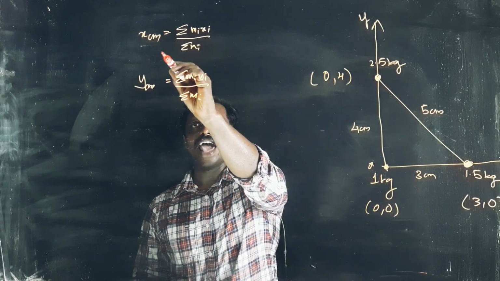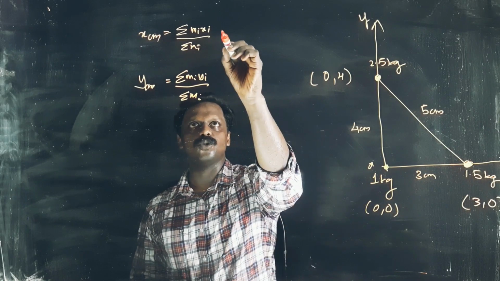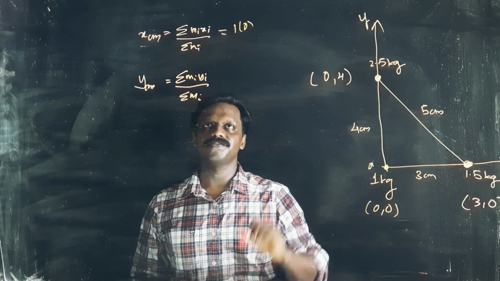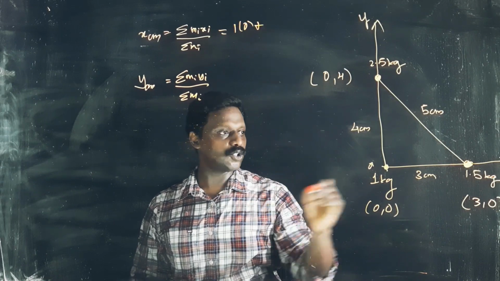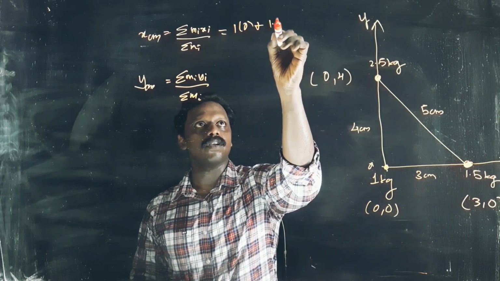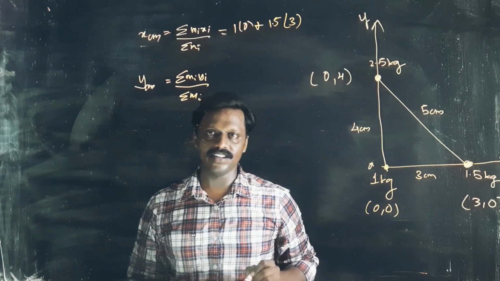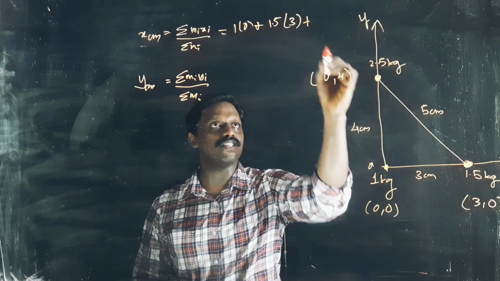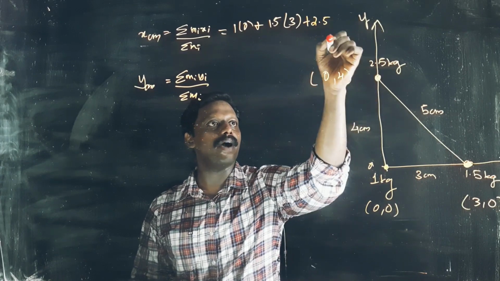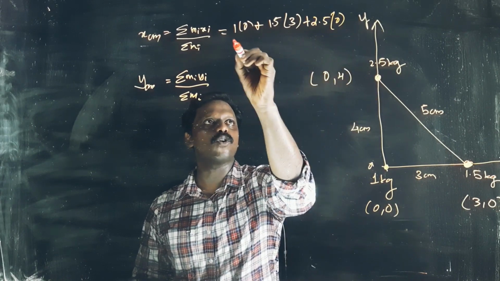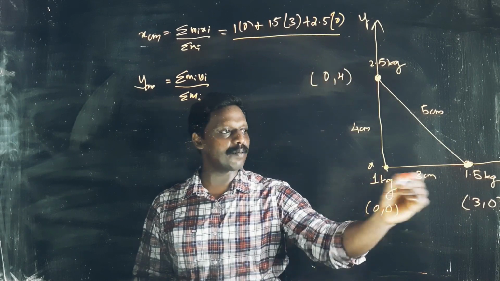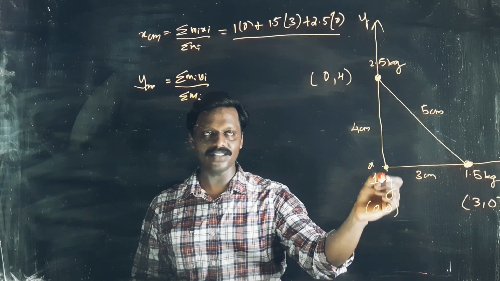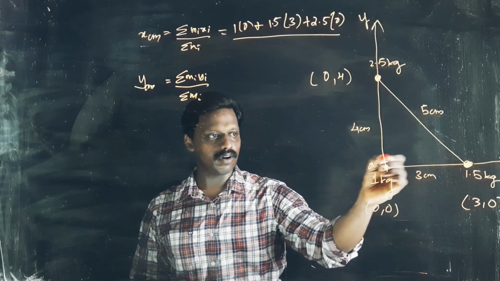Now, xcm is equal to m1x1 plus m2x2, say 1.5, multiplied by its position coordinate, plus m3x3, which is 2.5 multiplied by its position coordinate, which is of course 0, divided by the sum of the masses, which is 2.5 plus 1.5 plus 1. So that makes 2.5, 4 plus 1, 5.